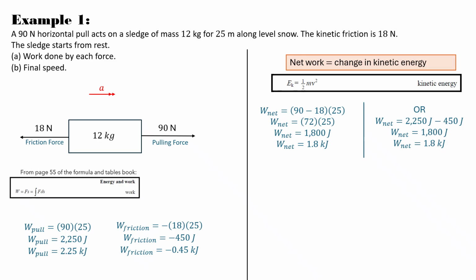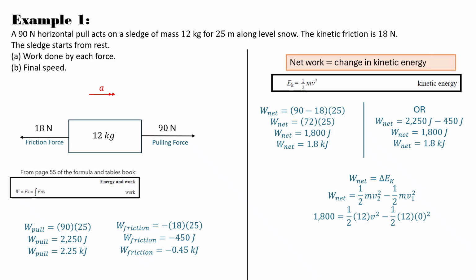So now we need to work with the idea that the net work, so that 1,800 joules, is equal to the change in kinetic energy. I like that little symbol for change, that's our delta, but you don't have to use that. You can use the word change if you like. So our net work, which is 1,800, is going to be a half mv2 squared minus a half mv1 squared, where there are different speeds. Our v1 is our initial speed and our v2 is our final speed. We know that the sledge starts from rest, so that gives us v1 as 0, and we're looking for v2.